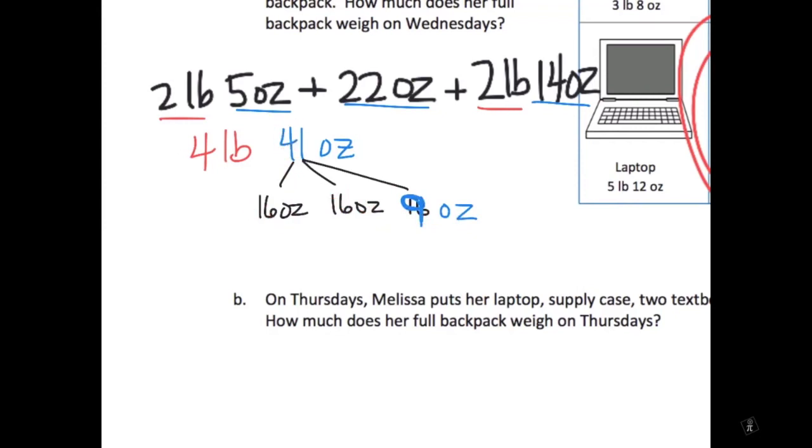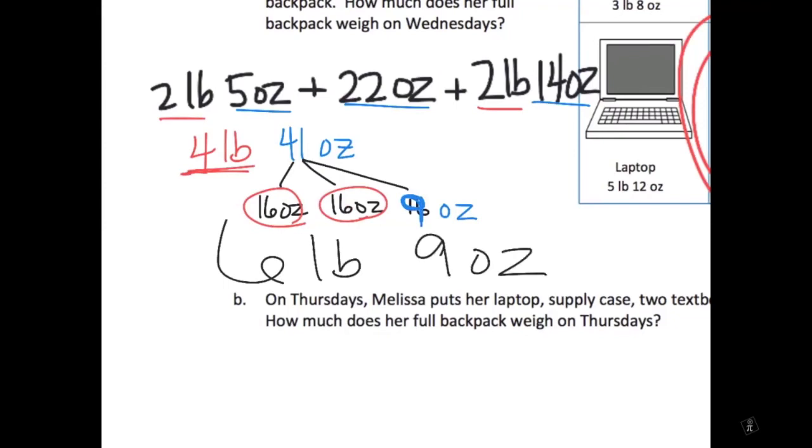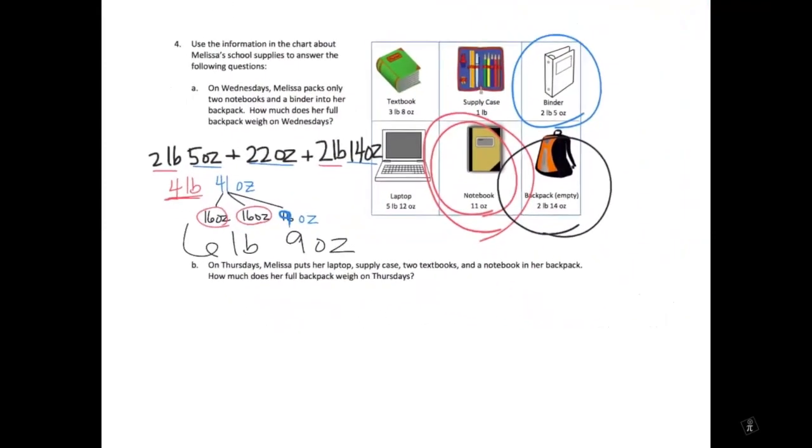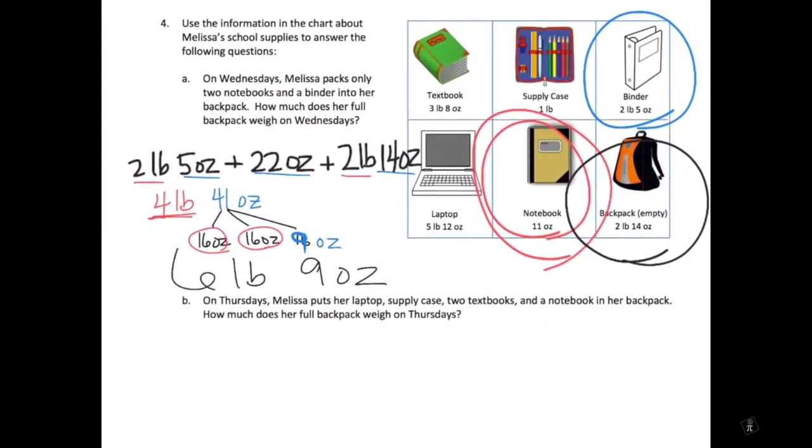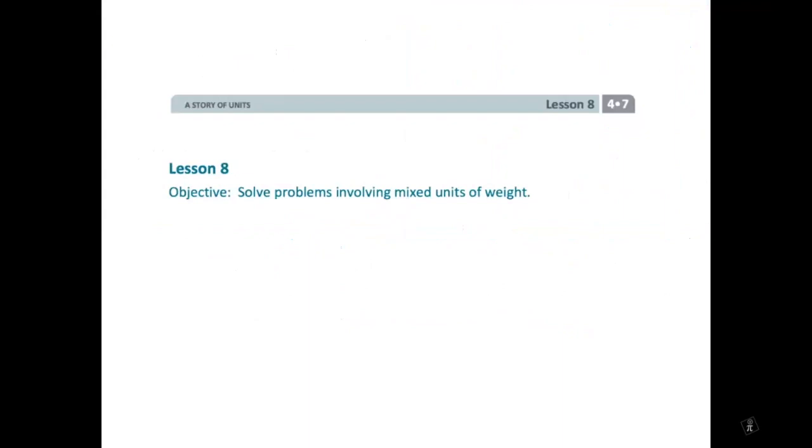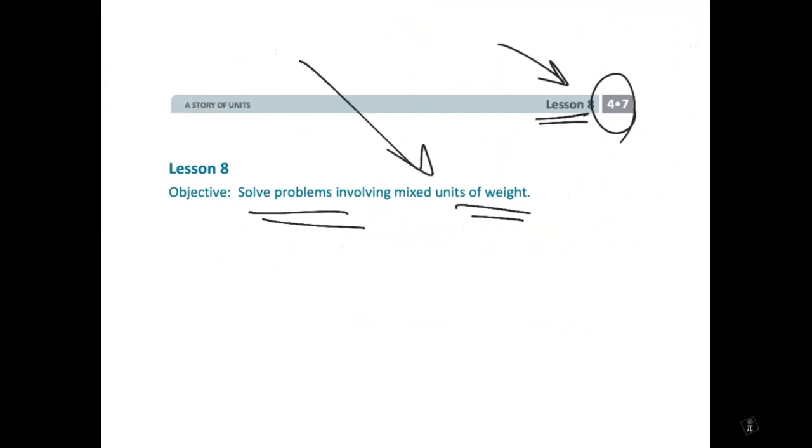And we know that this is a pound, this is a pound, to add together to the 4 pounds that we already have. So our answer is 6 pounds, 9 ounces. And that's the work for question A. I'm going to skip questions B and C because they're all basically the same thing, just using these to find your answers. And that wraps up 4th grade, Module 7, Lesson 8, solving problems with mixed units, but this time we're only talking about weight.